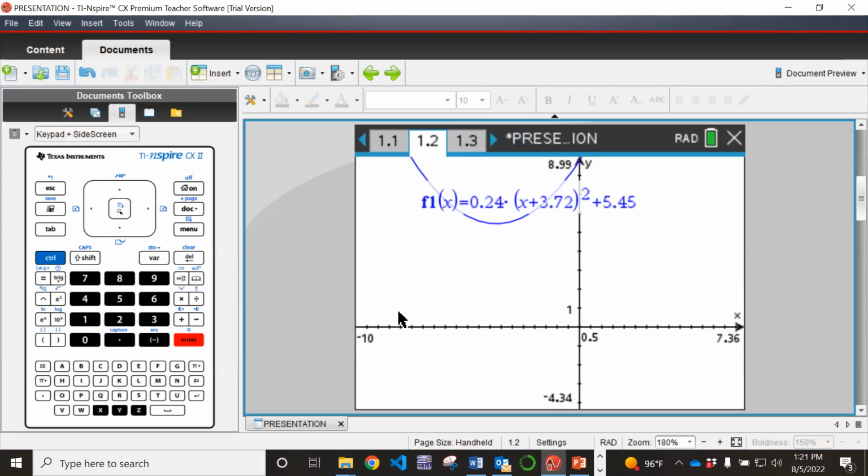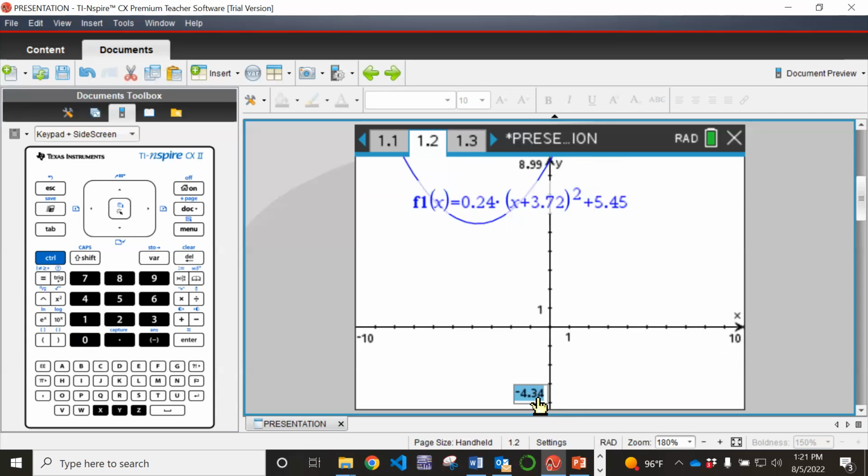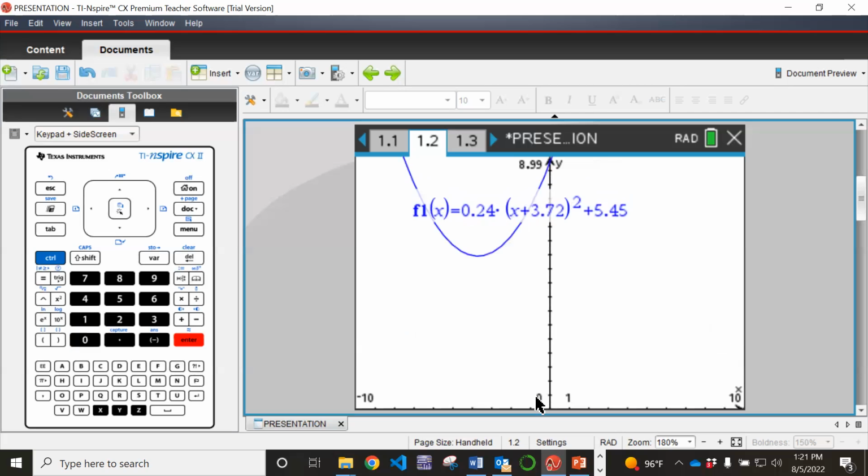I can come over here, swipe all the way over to the right edge, double tap. Maybe I want that to be 10 now. And maybe I wanted this bottom part of my window here to be 0. And so I'm only seeing the top half of the plane there. And you could change any of them that way.